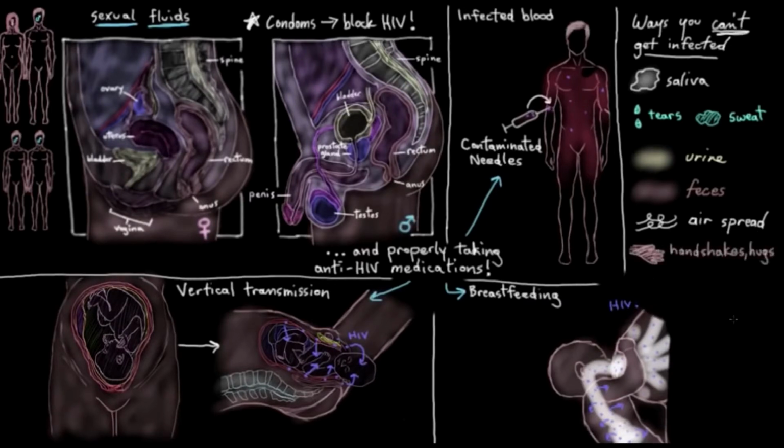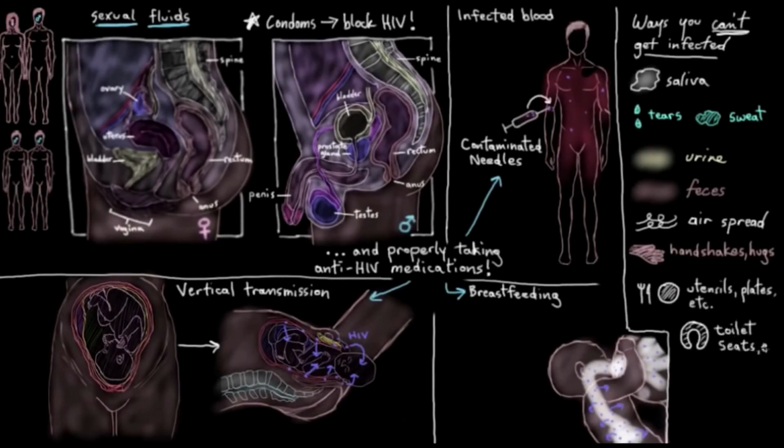It actually doesn't even survive very well outside a human body, so you can't become infected by sharing plates with an infected person at a restaurant or touching a toilet seat at a public restroom or anything like that. But there you go. The main routes of transmission: unprotected sexual activity, contaminated needles, from mom to newborn, and via breast milk.